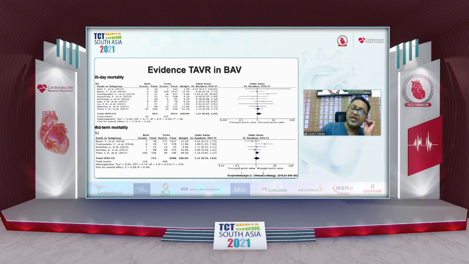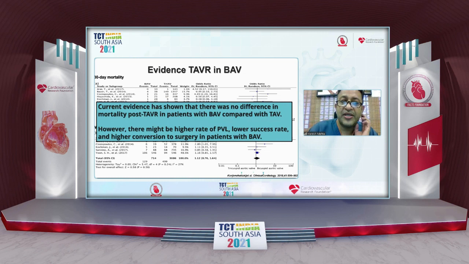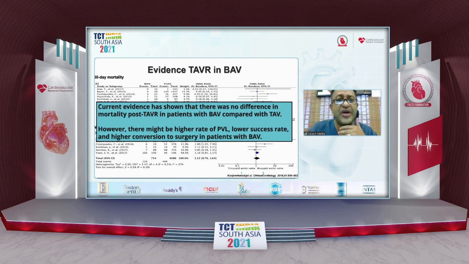This was the meta-analysis in 2018, which showed that TAVI can be done equally well compared to tricuspid valve, but there may be a higher rate of PVL or lower success rate and higher conversion to surgery in patients with bicuspid. So that was the initial data with the earlier devices.